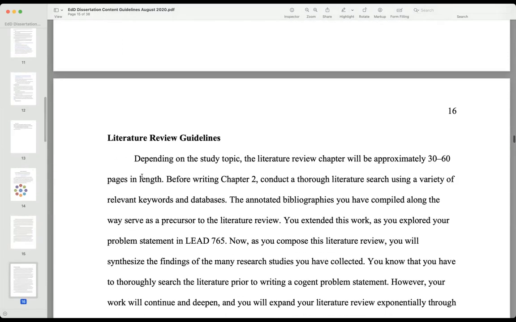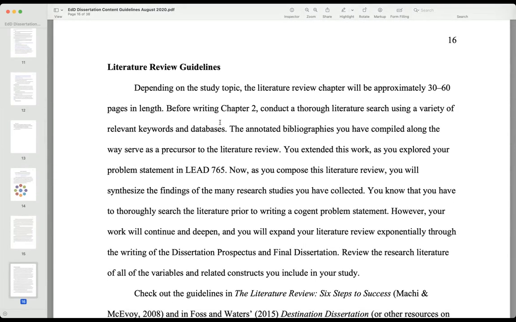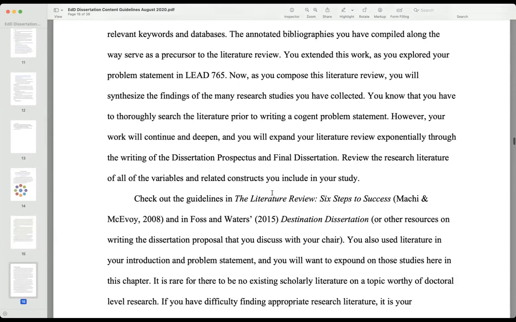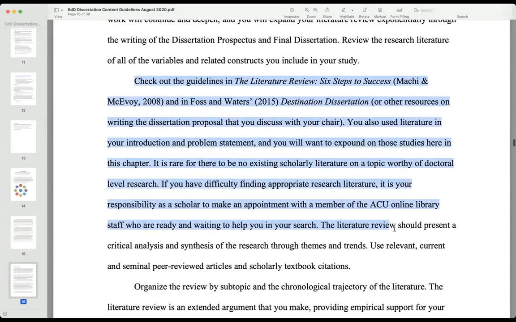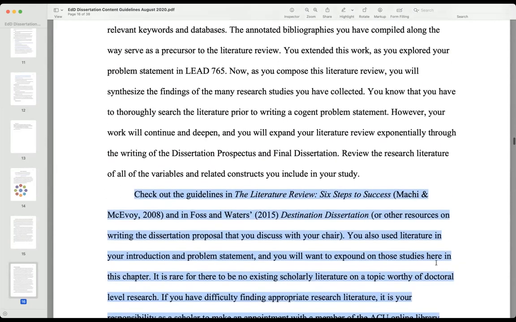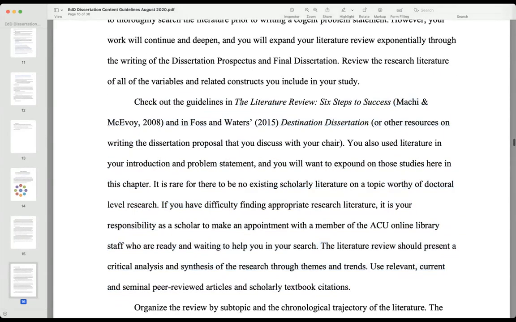Now, we have some more guidelines here. And if we look at this section here, we are on page 16 of the document. We have 2 specific recommendations here. I'll go ahead and copy and paste those into the chat. So there's Literature Review: 6 Steps to Success, and Destination Dissertation, both of which have detailed walkthroughs of ways that you can structure parts of your literature review. So those are great resources.